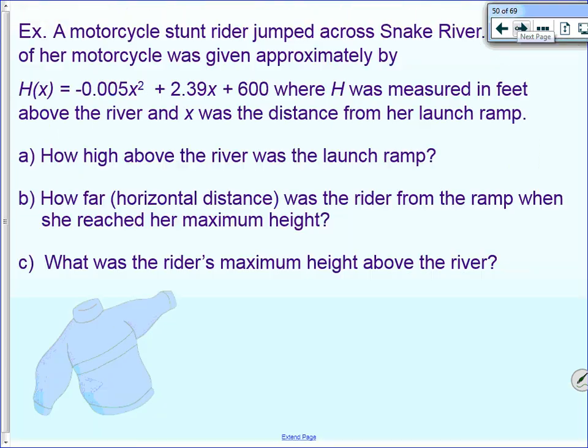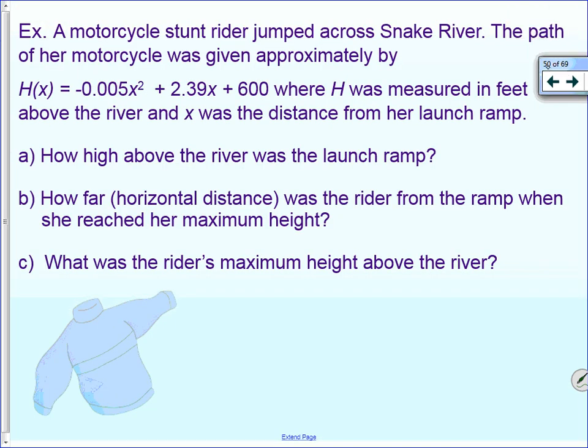So now we're going to go on to another type of problem, which is one that involves gravity. We have a motorcycle stunt rider who is jumping across a river, and she has an equation, and this is not that hard to do.